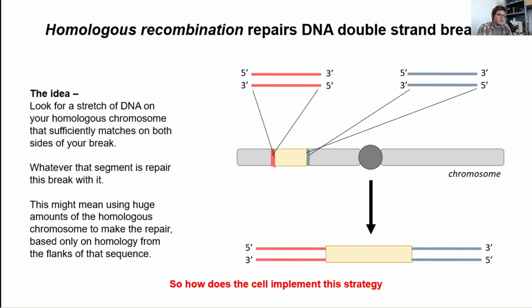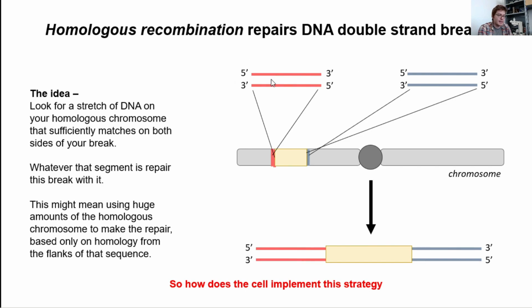And the idea here is if you've got some break, so you had some chromosome that broke, and there's some red piece on one side of the break and some of this blue DNA on the other side of the break, well, you could look for a stretch of DNA on your homologous chromosome that sufficiently matches on both sides of your break. And then you should just say, well, whatever segment is in between those two, that's what I should be repairing my break with. And this might mean actually that you use huge amounts of your homologous chromosome to make the repair. And you're making that inference based solely on the flanking sequences surrounding that homology.